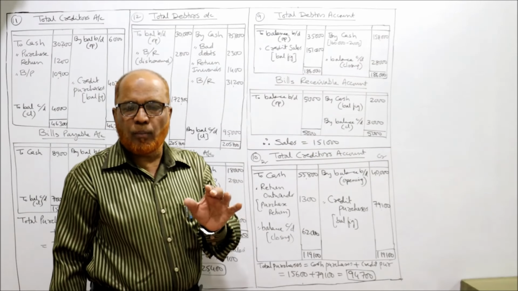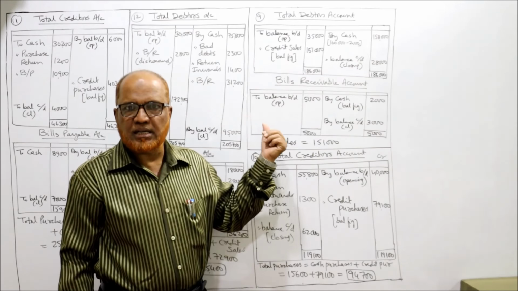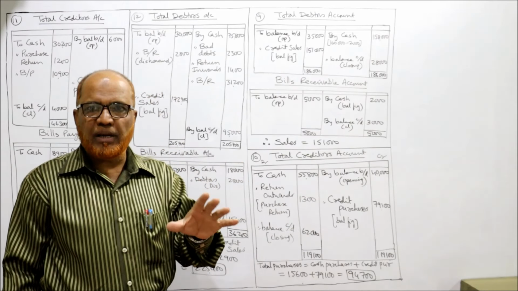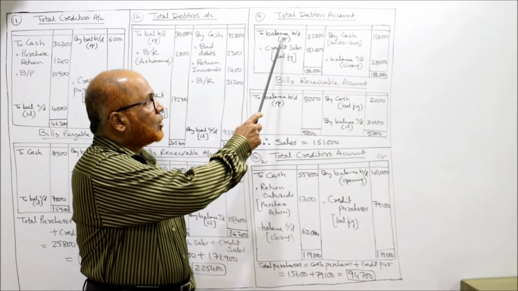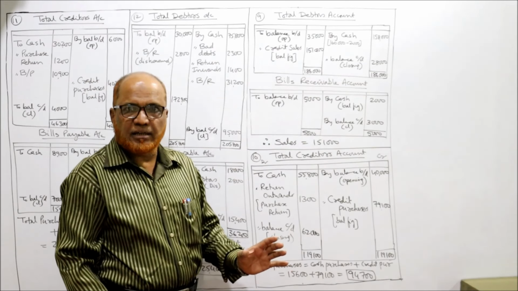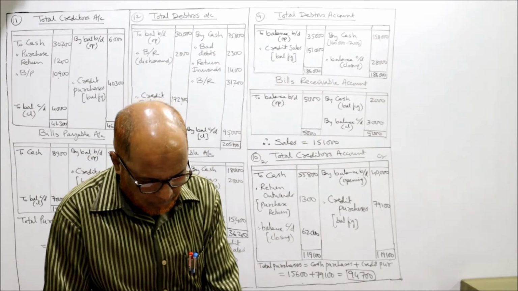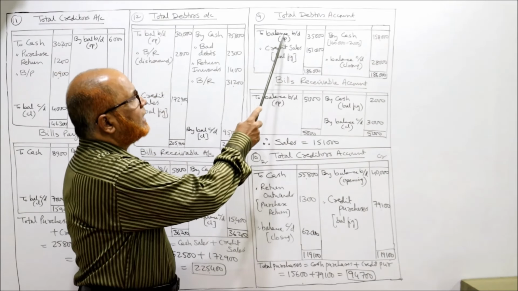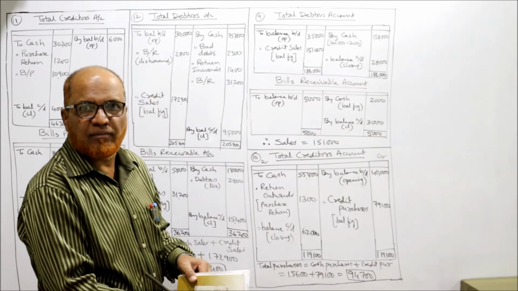So whenever we have to open this account, total debtors account, bills receivable account, remember the rule of taking opening balance on debit side and closing balance on credit side, last item, right? Now in our problem, opening debtors are given 35,000. So I have taken opening debtors 35,000. First item I have taken.